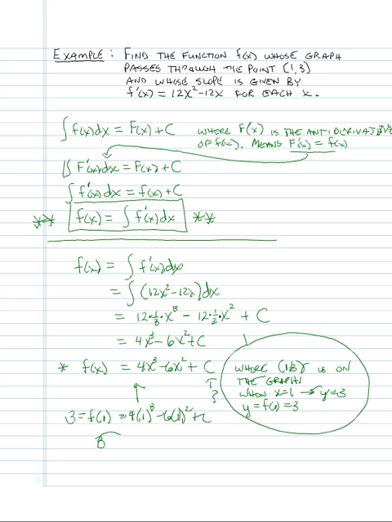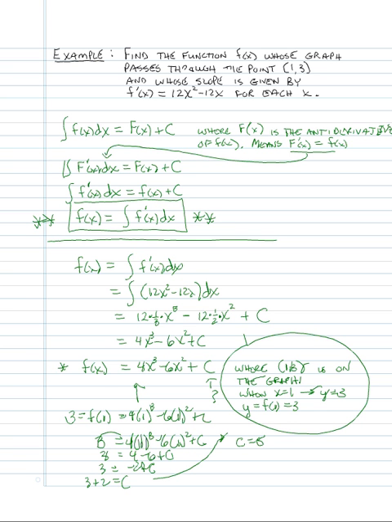So it basically boils down to solving this equation for c. We would have 3 is equal to 4 minus 6 plus c. And of course, 4 minus 6 is negative 2, isn't it? So we'd have 3 is equal to negative 2 plus c. We'd add 2 to both sides, and we would get c is equal to 5. Okay, c is equal to 5.